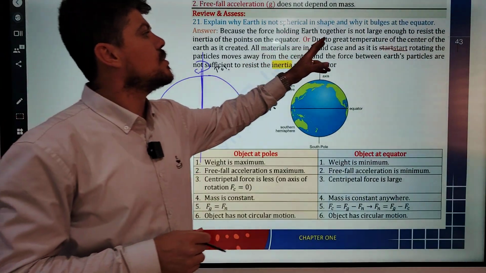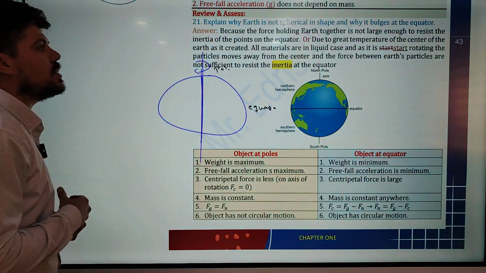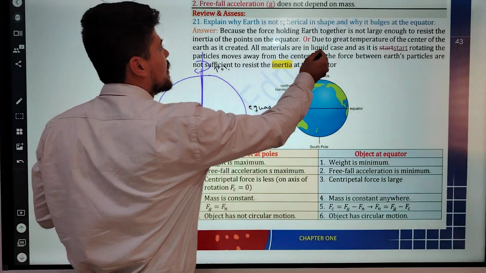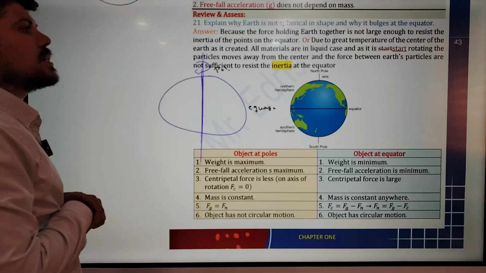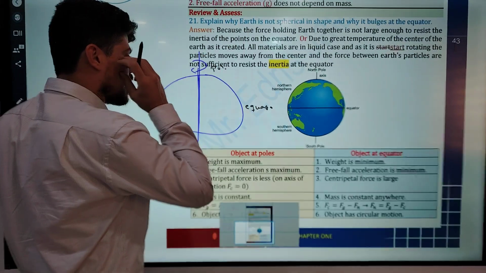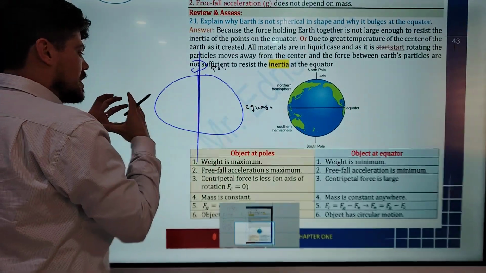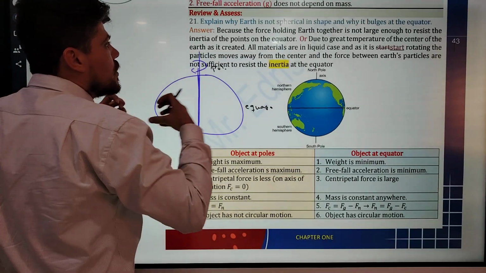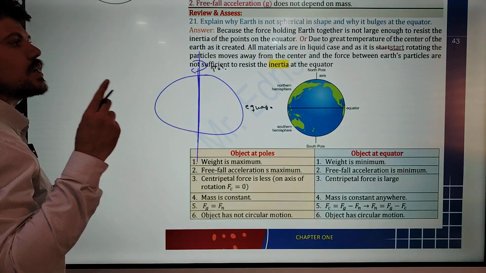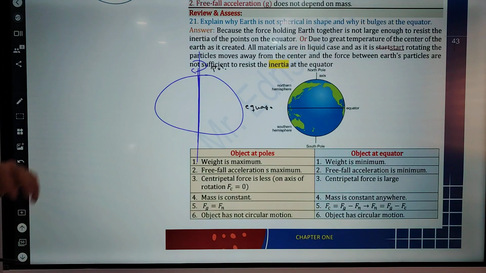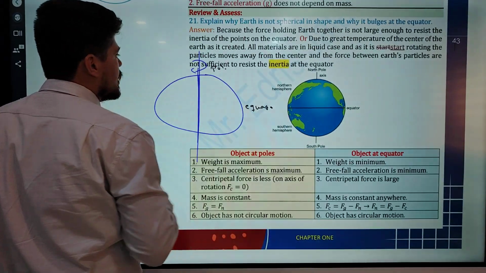The second answer: due to the great temperature at the center of the Earth as it was created, all materials were in a liquid state, and as it started rotating, the particles moved away. When the Earth rotates, what happens to the liquid particles inside the Earth? They move away from the center because of what? Because of inertia. And the force between the Earth's particles is not sufficient to resist this inertia at the equator. That is why the Earth bulges at the equator.